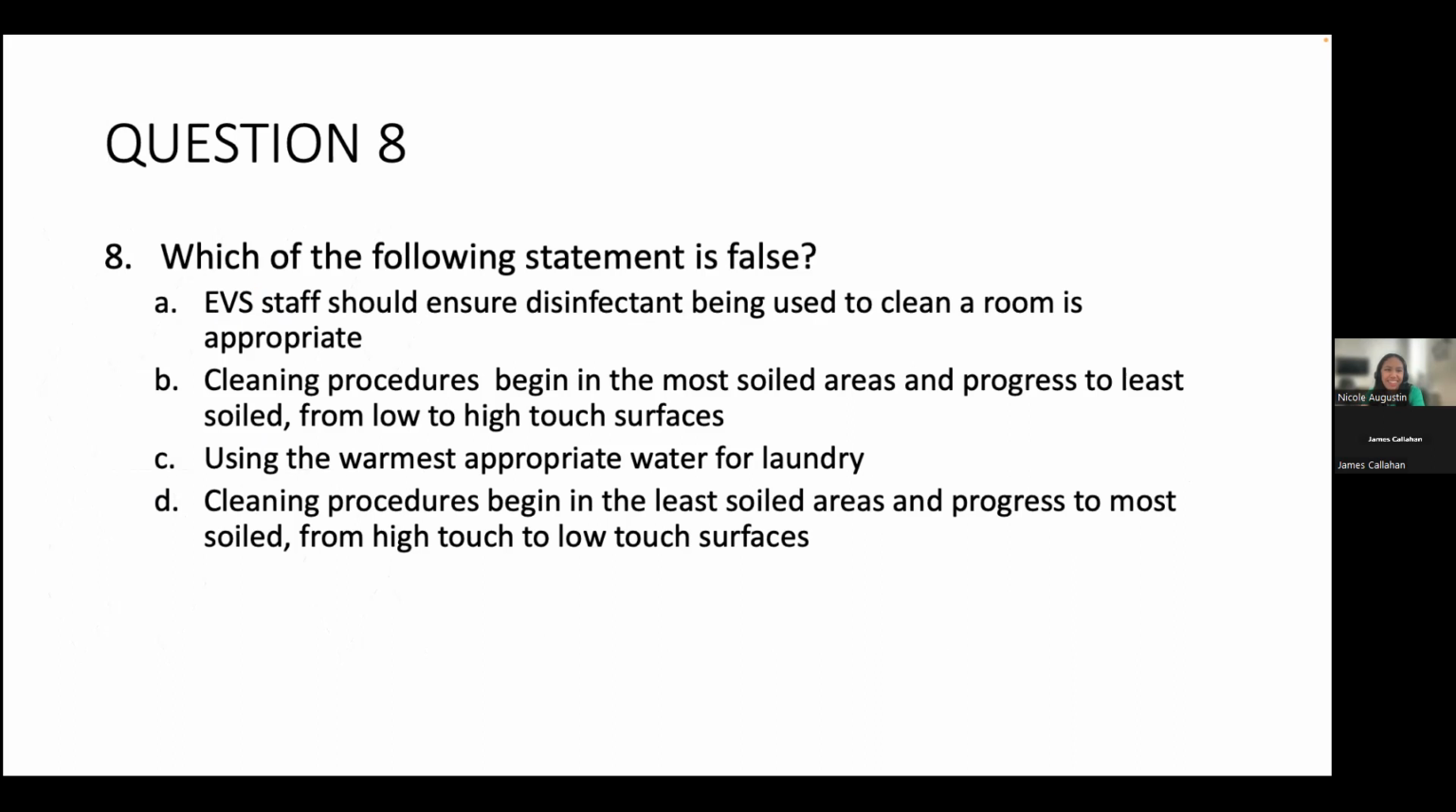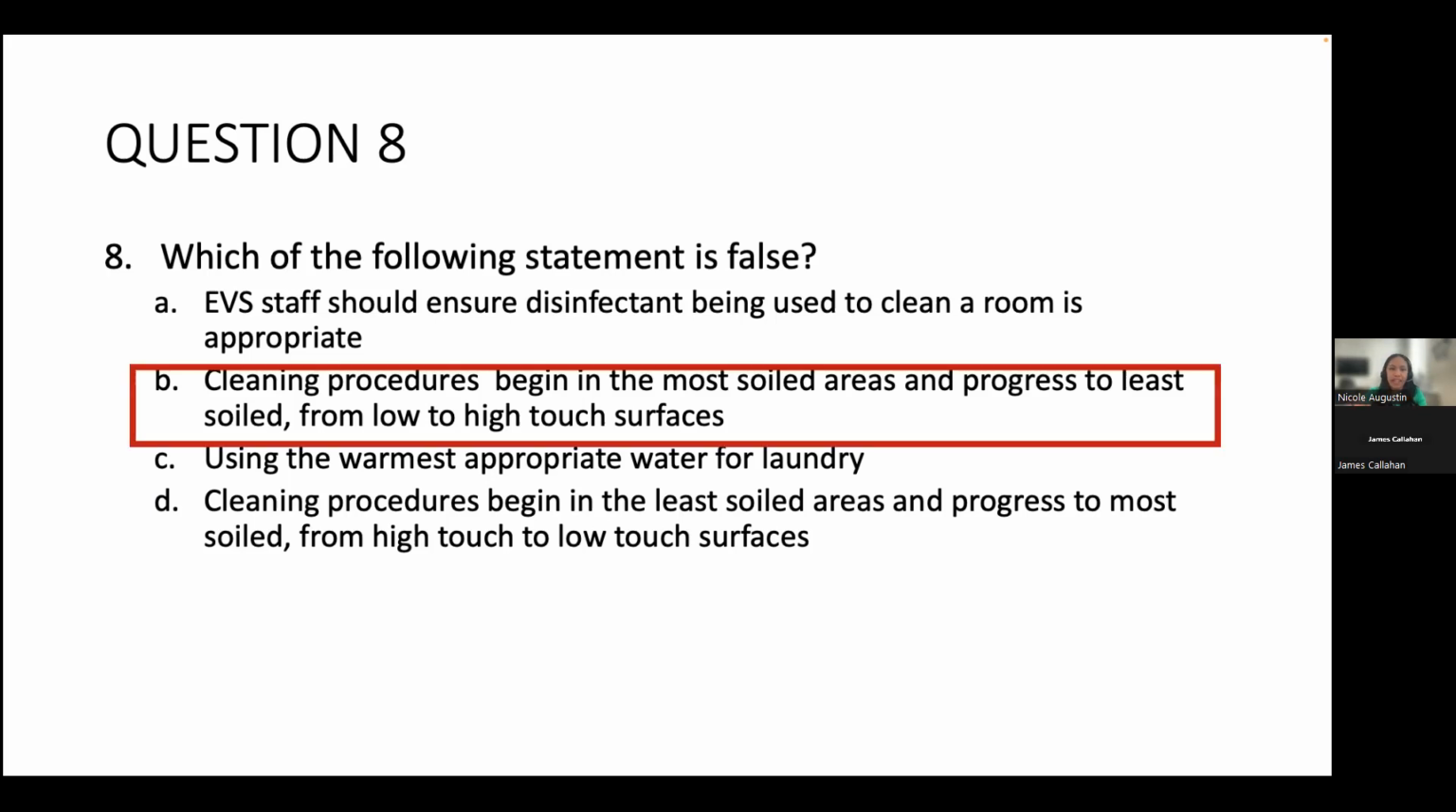Which of the following statements is false? A, EVS staff should ensure the disinfectant being used to clean a room is appropriate. B, cleaning procedures begin in the most soiled areas and progress to least soiled, from low to high touch surfaces. C, using the warmest appropriate water for laundry. D, cleaning procedures begin in the least soiled areas and progress to most soiled, from high touch to low touch surfaces. I'm going to give you guys some time. The answer is B, meaning it's a false statement.